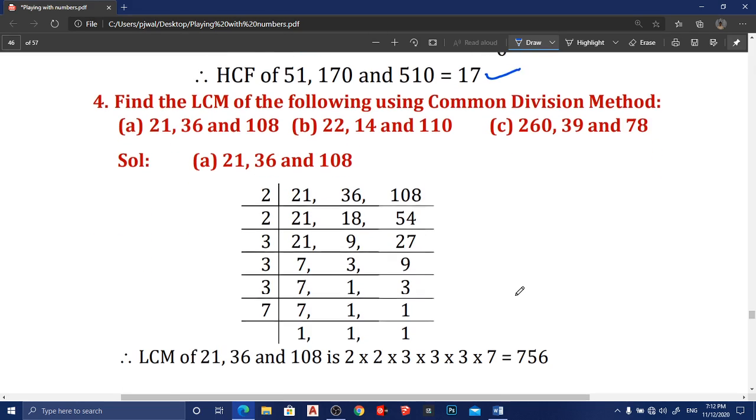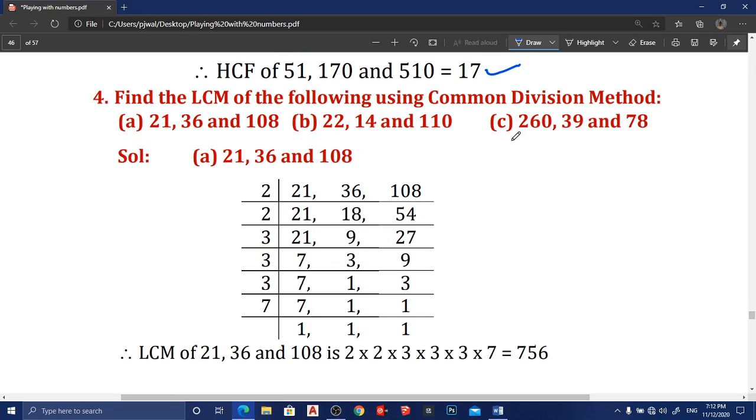Next, find the LCM of the following using the common division method. Common division method means you have to divide by the common factor like this. To start with, 2 first, which is the first prime number. You cannot divide 21, bring it down. 2 18s, 2 54s here, 2 5s are 10, 2 4s are 8. Next again bring down 21. 2 9s are 18, 2 27s are 54. Next you cannot divide any one of these three numbers with 2.